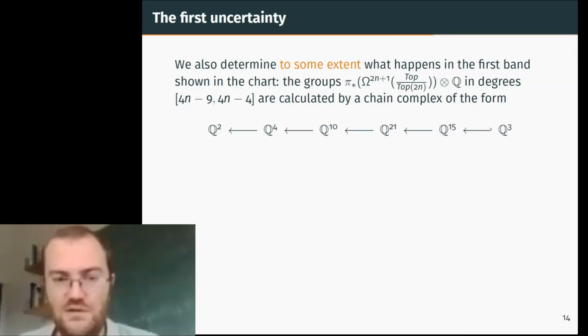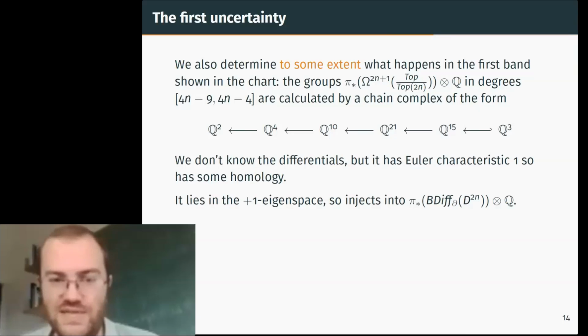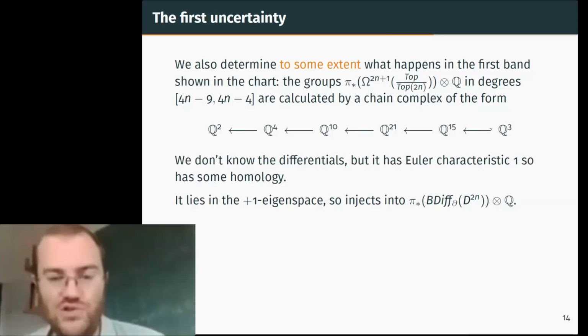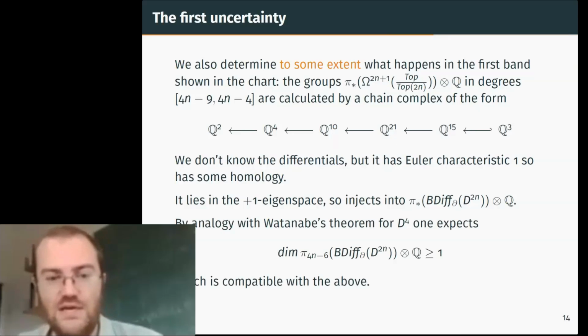But if you do some arithmetic, you see that the Euler characteristic of this complex is 1. So whatever the differentials are, there has to be some homology there. And whatever the homology is, this band is in the +1 eigenspace, and so it doesn't interact with the Pontryagin classes, and so whatever it is, it injects into the homotopy of the diffeomorphism group. So it has to be at least one-dimensional by Euler characteristic. It could, of course, be bigger.